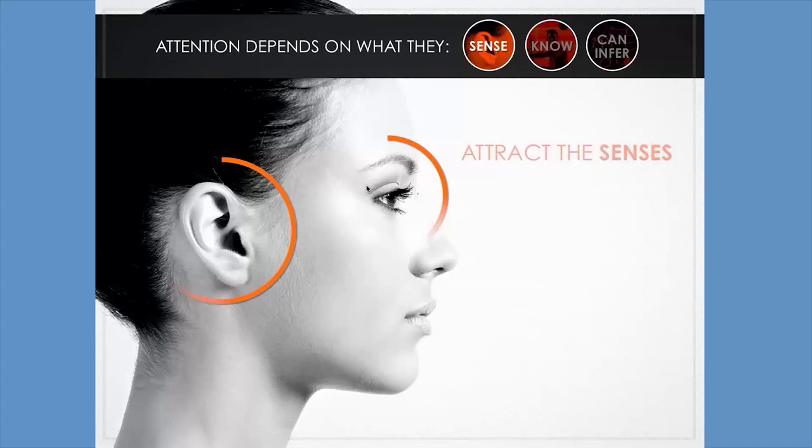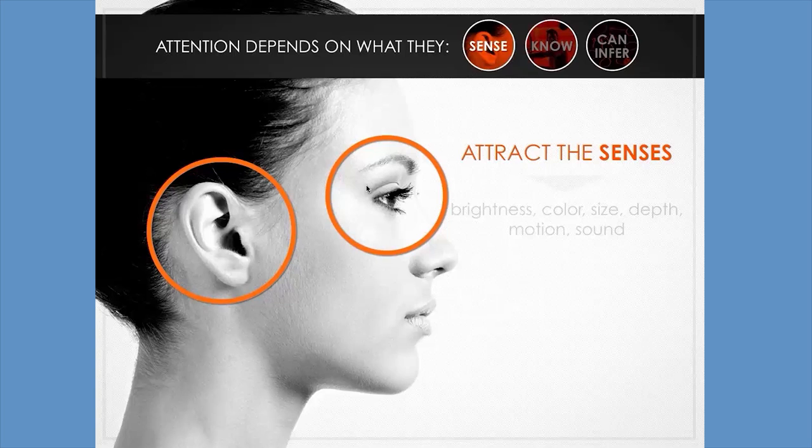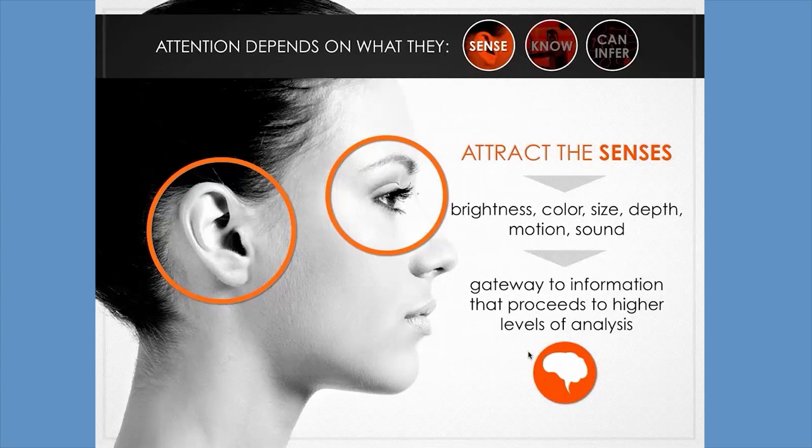And if you appeal to their senses, you increase at least the likelihood that they are focused on something. How do we attract the senses? You see some components here on the screen. Any of these will work in any of your materials, and the reason you want to focus definitely at some point on any of these senses, especially in business presentations or academic presentations, brightness and color and size and motion, they're very easy to implement.